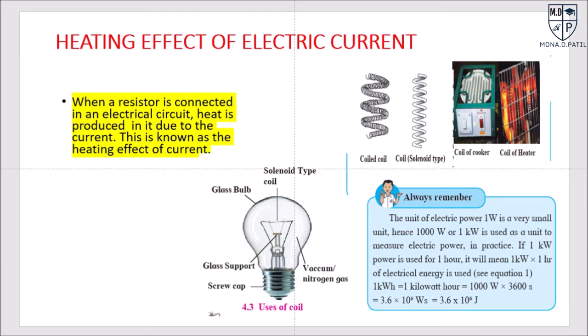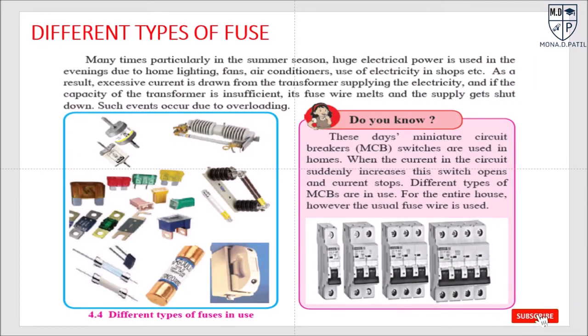Now next we will see the different types of fuse. Several times we read about a building catching fire due to a short circuit. Sometimes if we switch on an equipment in our house, the electric fuse wire melts and the electric supply is shut down. Let us discuss the causes briefly.